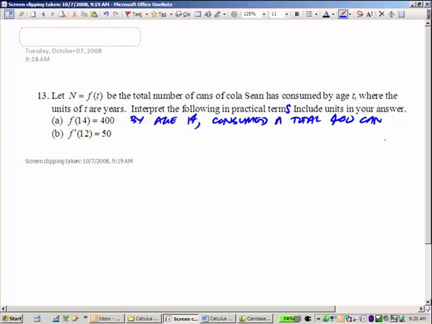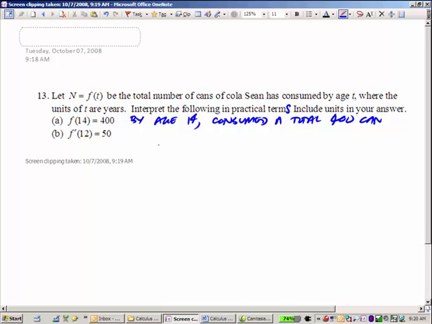Probably didn't have soda until he was what? 5. Let's say 4 because it's easy. So 10 years, about 400 cans, about 40 cans of soda a year. What's that, a can a week? No, that's less than a can a week. 40 cans a year? Aren't there 50 weeks in a year? Oh, yeah. Okay. No, not too bad. This is true.